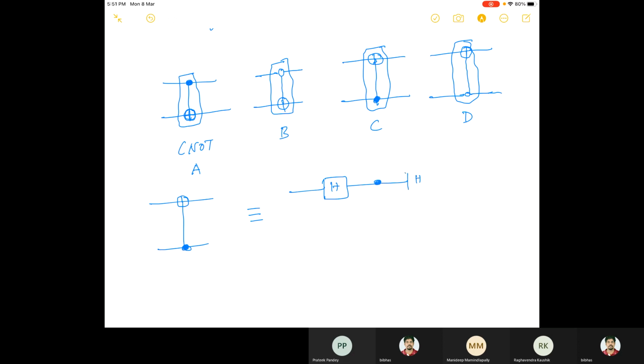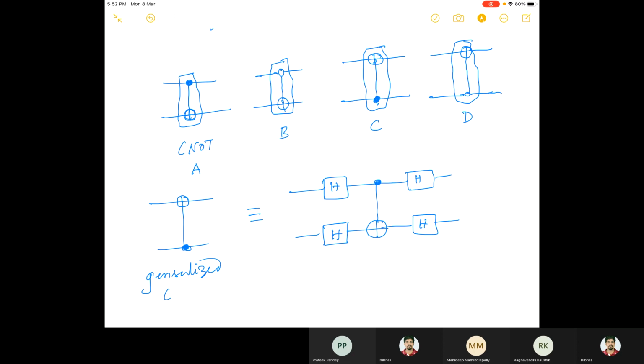What I'm showing you is that generalized CNOT gates can be implemented using single qubit gates and the CNOT gate. Although they look different, they can also be implemented just by using one qubit gates like the Hadamard gate and the CNOT gate.